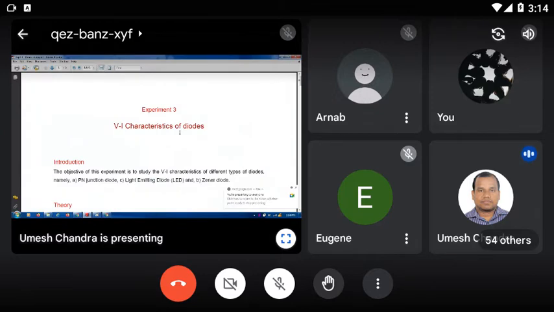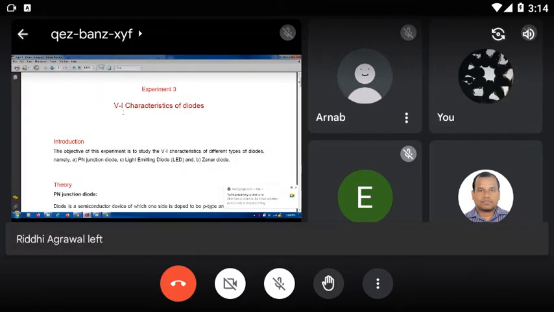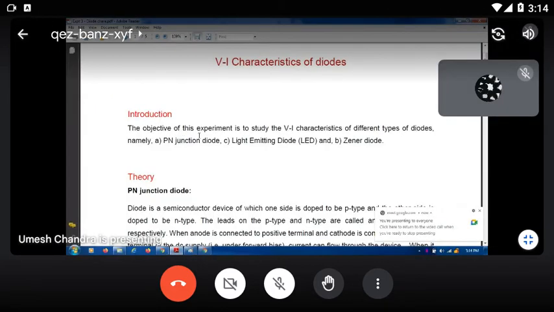V-I characteristic of diodes. V means voltage, I means current. And here, what is the introduction? The objective of this experiment is to study the V-I characteristic of different types of diodes, PN junction diode.